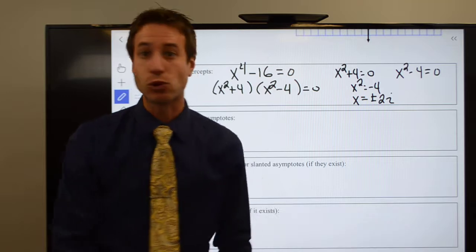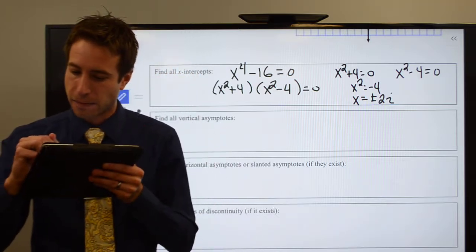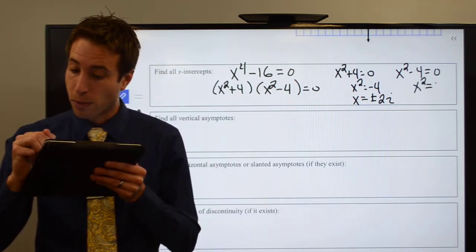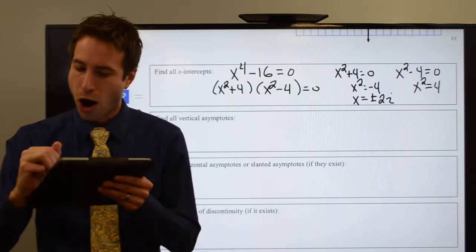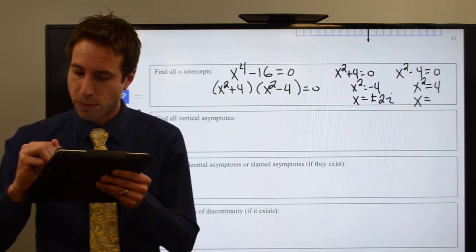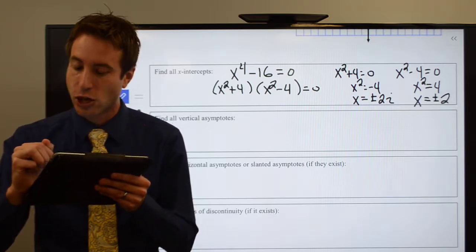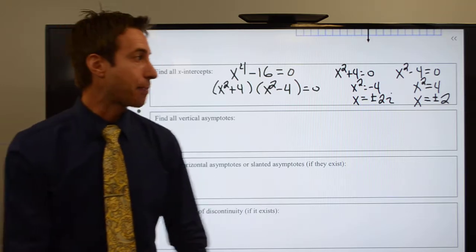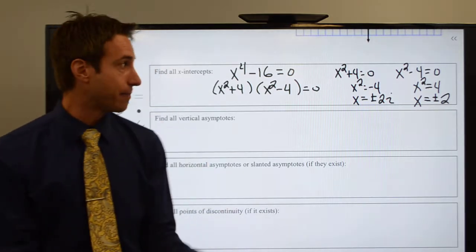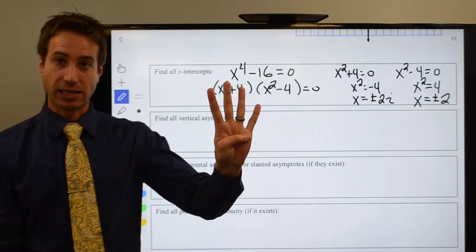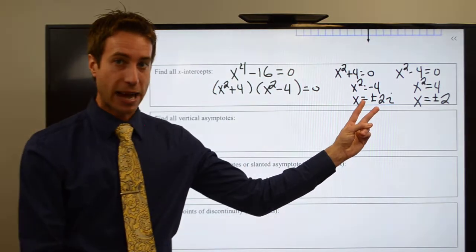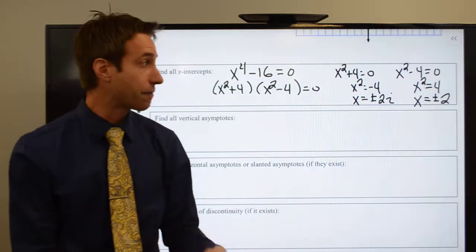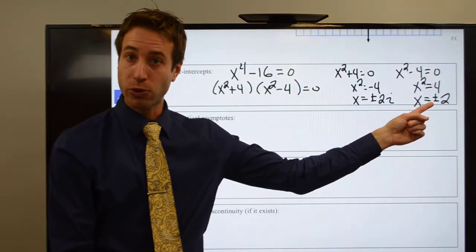I still have this x squared minus 4. So let's see what happens here. x squared is equal to a positive 4. Okay, this one works out alright. Take the square root of both sides and I get plus or minus 2. So here's what happens. At this point, I have 4 x-intercepts. 2 of them are imaginary, which I can't graph, and 2 of them are real.